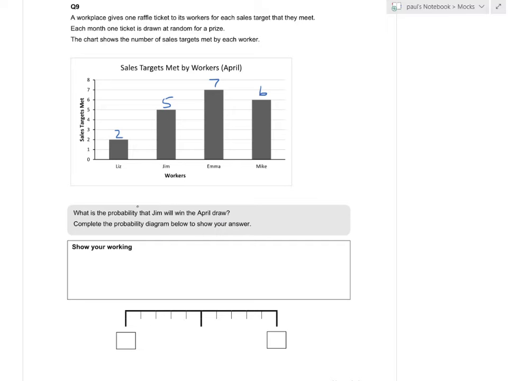So Jim's got 5, so let's work that out. 5 out of how many? 7, 14, 20. 5 out of 20, which is divided by 5, it's a quarter. It's a quarter of a chance. So this is 0, this is 1 on the probability line, and a quarter of the way through is there.